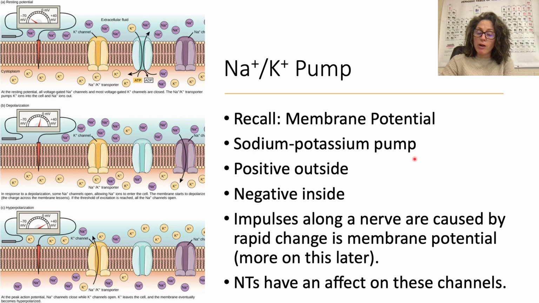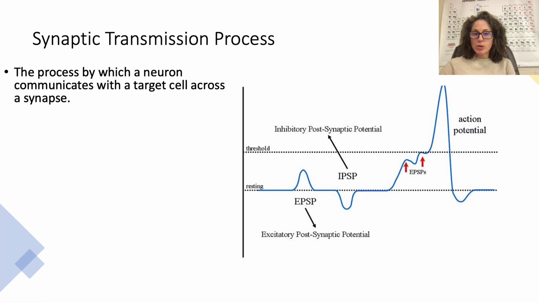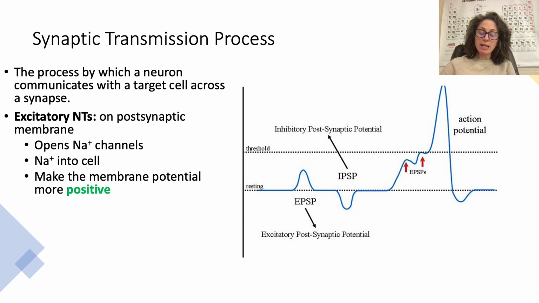Neurotransmitters are very key in this impulse because they have an effect on the sodium-potassium channels. We're going to talk about the synaptic transmission process, where we have a neuron that's communicating with its target cell, either a muscle or a gland, across a synapse. We can have excitatory neurotransmitters that are going to cause the membrane potential, the difference in charges between a membrane, to increase. We see the increase here.